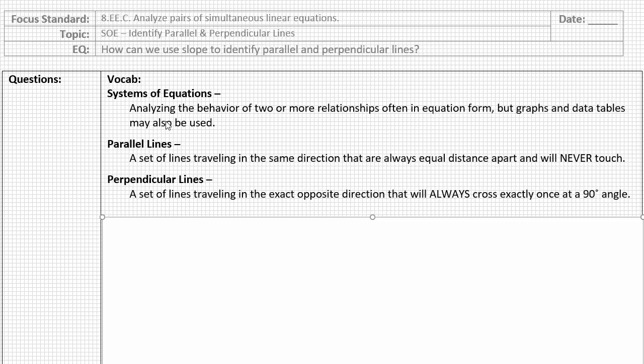So the systems of equations we're analyzing today are graphs of pairs of lines, and we're going to be analyzing those lines, in particular the slope, to help us identify which set of lines are parallel, which set of lines are perpendicular, and which set of lines are neither one of those. So let's go ahead and get right into it.